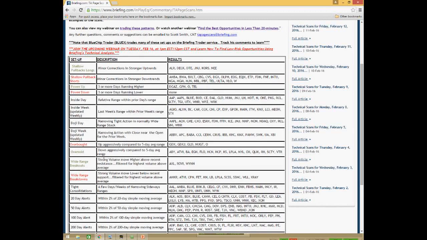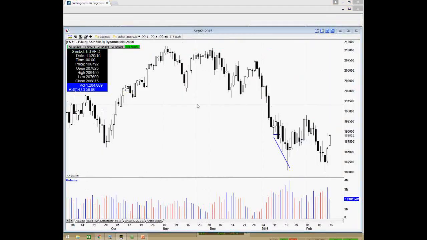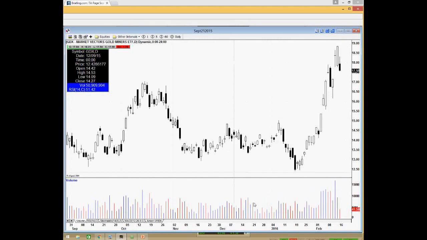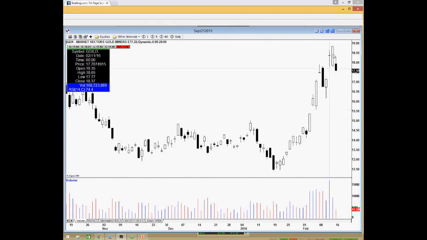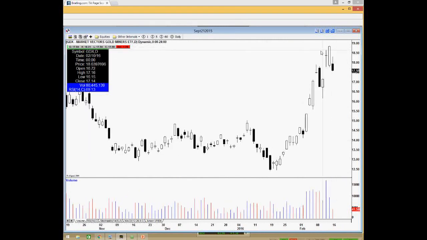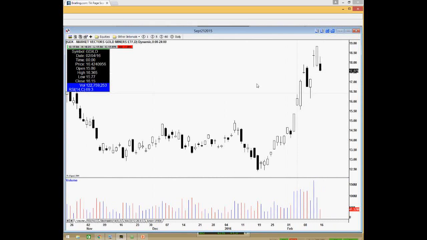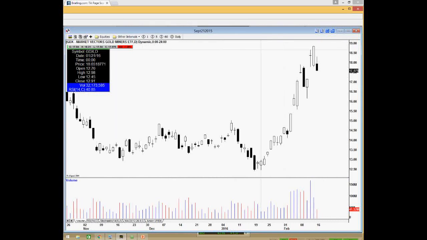So right now you can see that we have overbought and we have a lot of gold ETFs setting up right here. And if you look at the chart of gold, any one of these over the last few days, you can see that they've run up real strong, and they showed up for today, and they're pulling back, which is exactly what the scan is supposed to do.